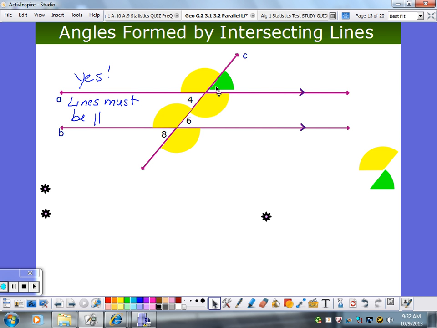All right, now my little green space, that's supposed to fit in here. Let's see if it fits in here. Okay, so I'm finding kind of the same thing here. There's corresponding angles. Let's turn this guy around. See if I can get him in here.